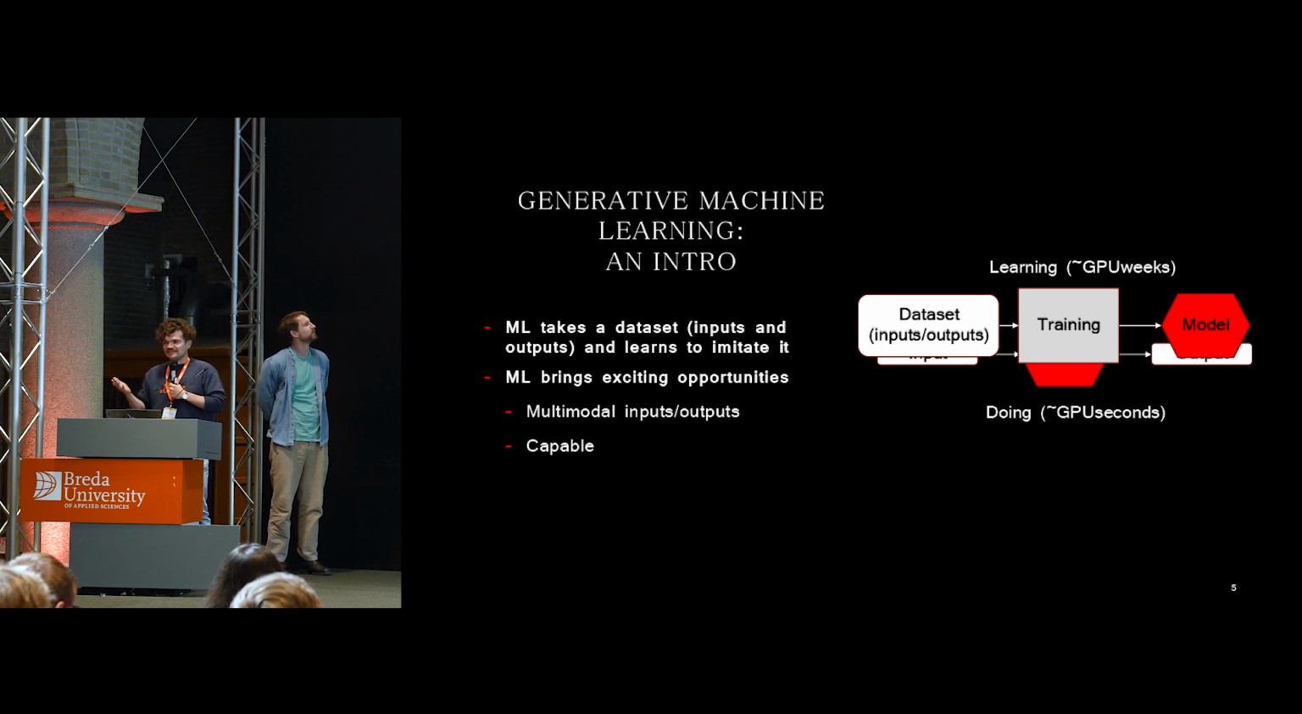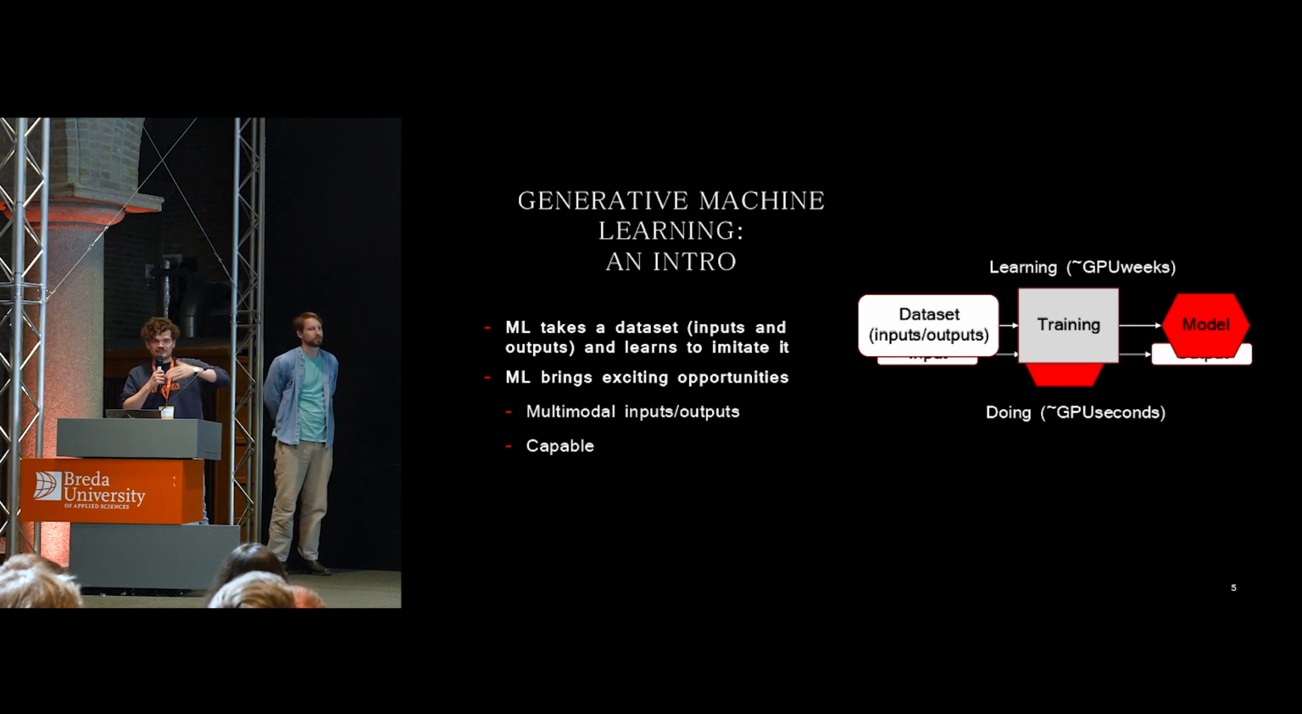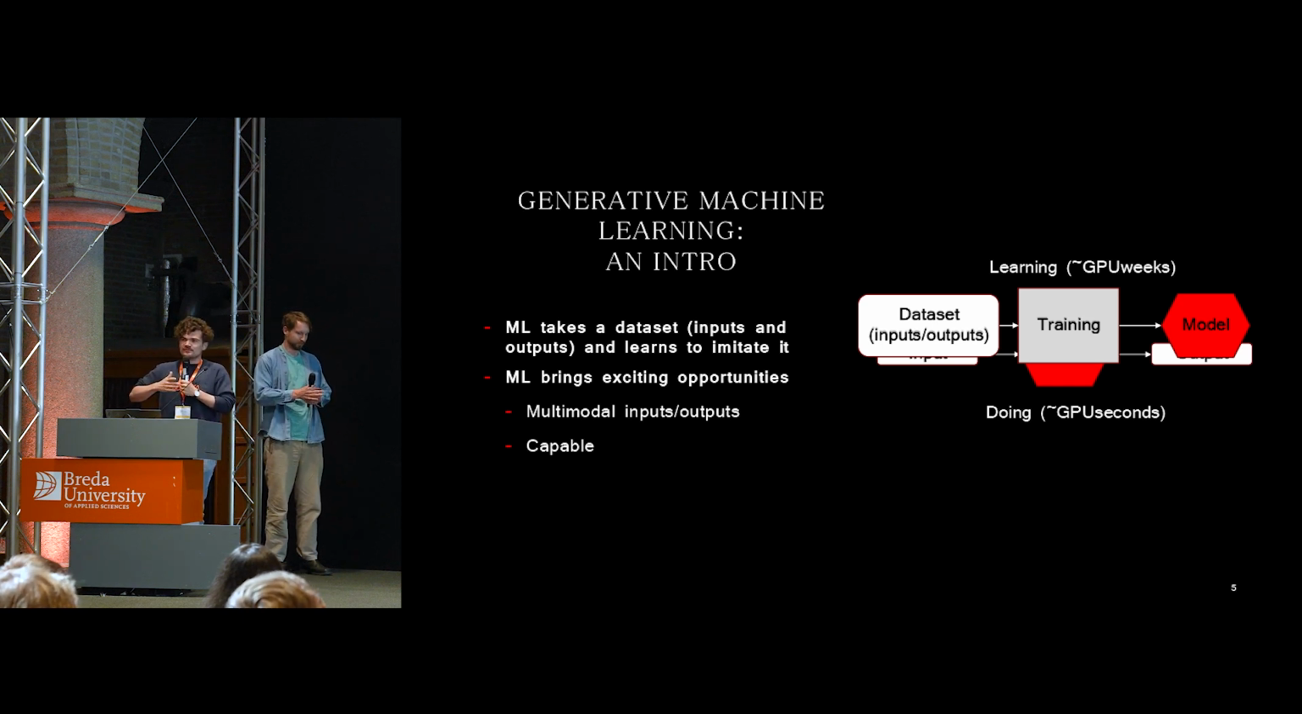But it's enough to say that machine learning takes a data set, which is just pairs of inputs and outputs normally, and it learns to imitate it. It learns to take this input and transform it into an output. So you could imagine a machine learning model that could take an image of a dog, and then the output would be a guess at what that dog's bark sounded like.